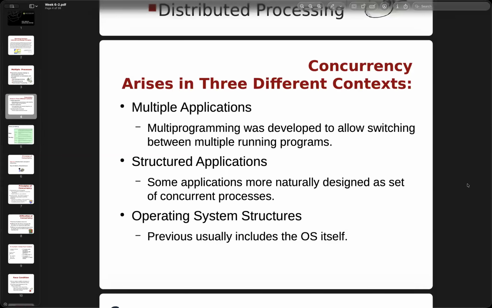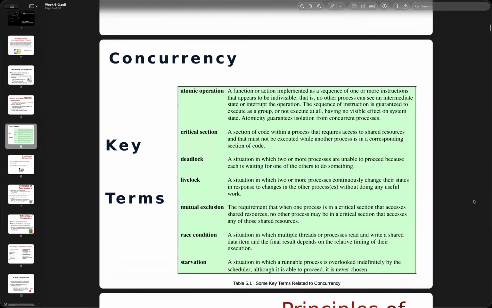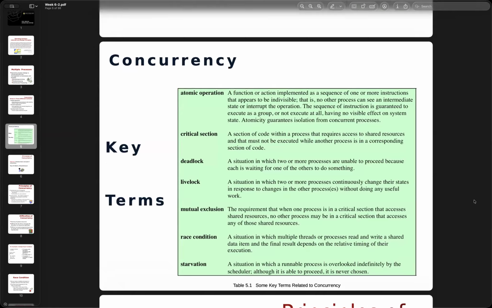Also, how about your operating system structure? This usually includes the OS itself, no matter whether it is Windows, Linux, or macOS. So these are the different contexts we need to think about for concurrency. And so far, there are some key terms we need to know.